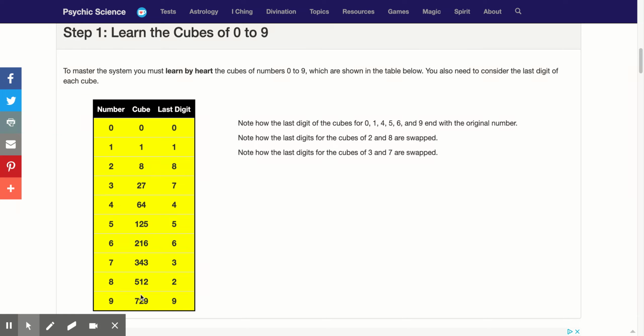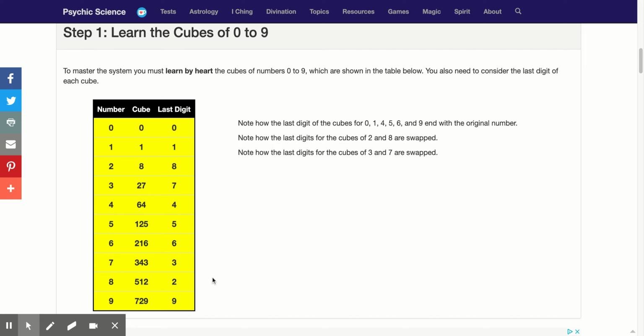Now, if you look at this table, you'll notice not only does it give you the number, it gives you what the number is cubed, but it also gives the last digit of the cubed form. Okay, so if I cube 3, I get 27, whose last digit is 7. That's why that's right here. Same thing here, 4 cubed is 64. Its last digit is 4. 5 cubed is 125, the last digit is 5. 6 cubed is 216, last digit is 6.